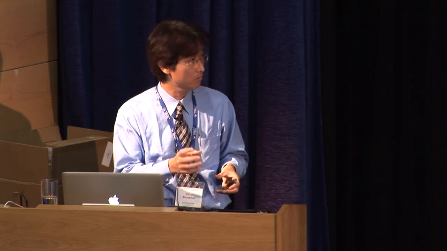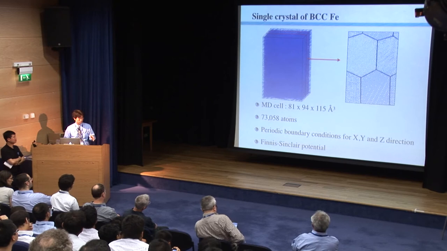And at first, we prepared an empty MD cell and some grains with various crystal orientations were embedded into the empty MD cell. And finally, in order to remove the stress on the grain boundary, the MD cell was relaxed by annealing. And then the MD cell was stretched with tensile speed of 5 meters per second along these directions.